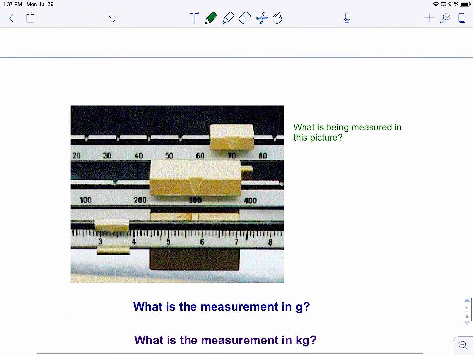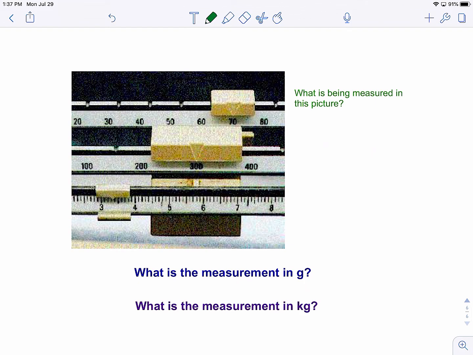All right, one more thing. This is the picture of a triple beam. And we use triple beams to measure mass. That would be our physical quantity. And then we know we measure mass in kilograms. That would be the SI unit. Now, it's going to ask us in grams, but then we can always convert to kilograms.